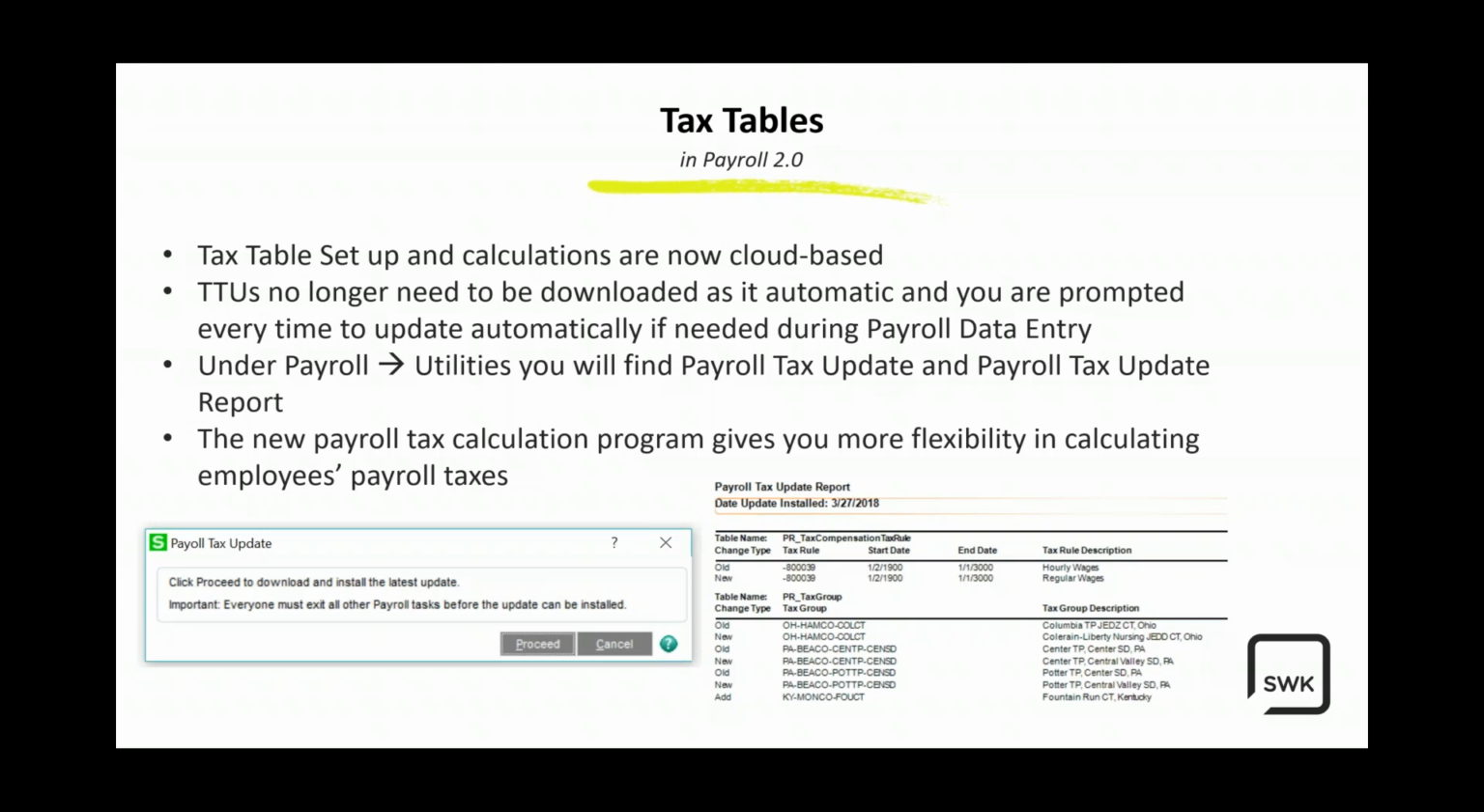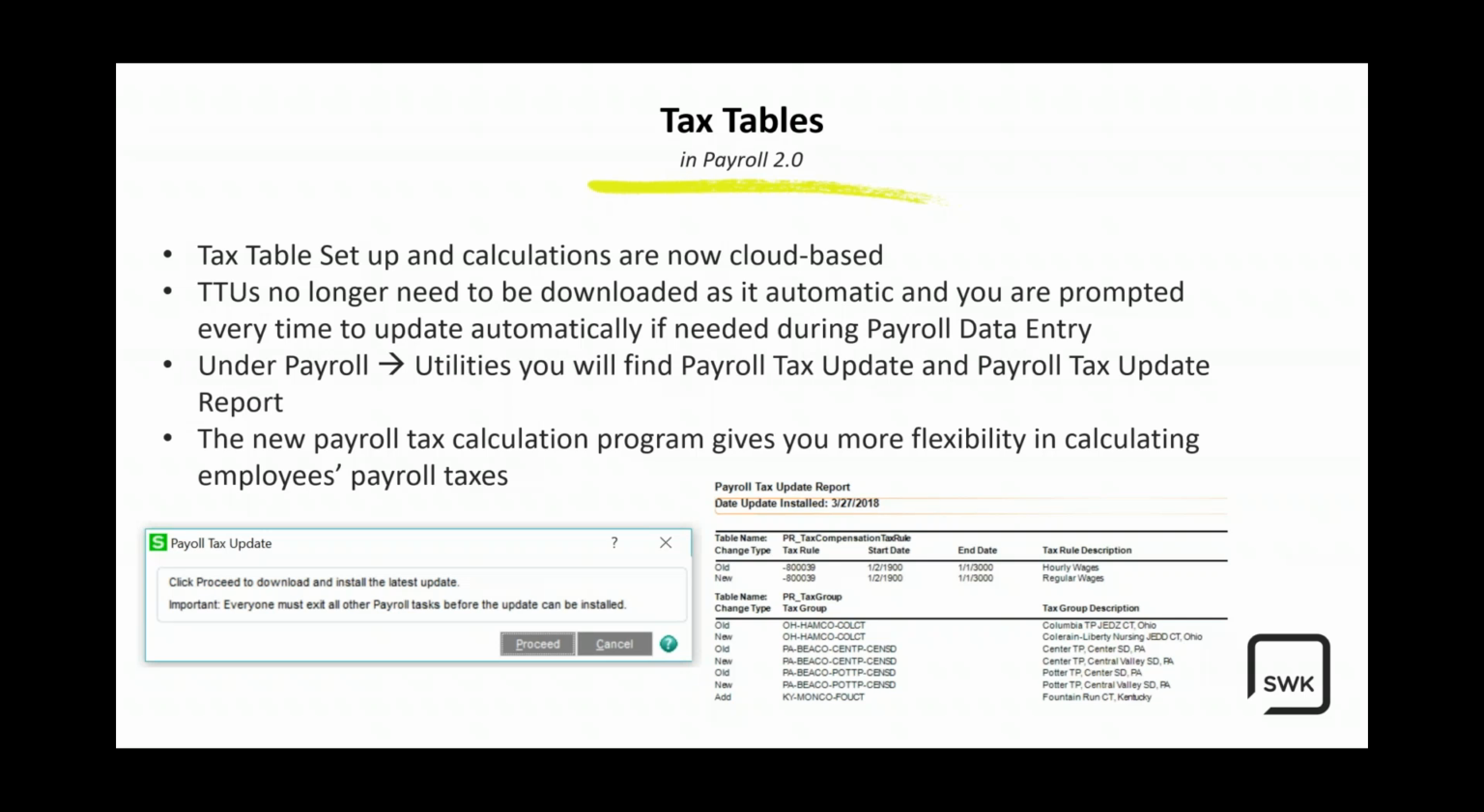With the new Payroll 2.0, whenever you go into payroll data entry or you access something in Payroll in Sage for the first time, it looks at the last time that you did a tax table update, and if there's a new one, it will pop up the screen saying, do you want to update to the latest payroll tax update? You can say no and continue on if you have other stuff to do.